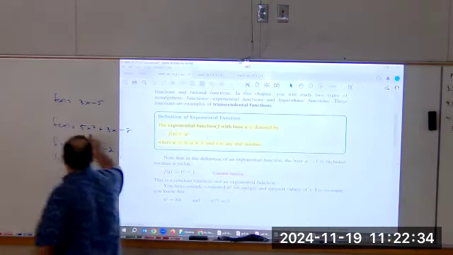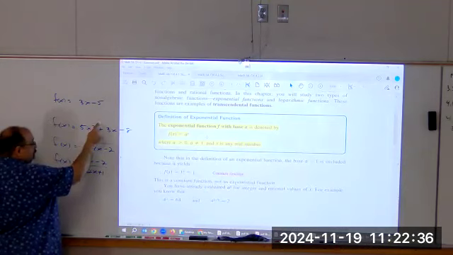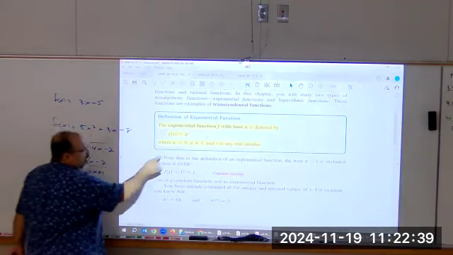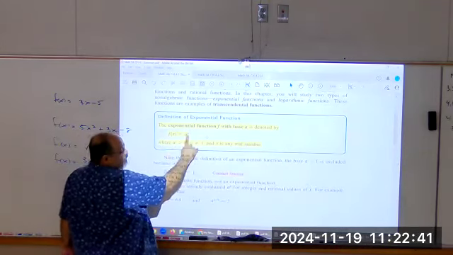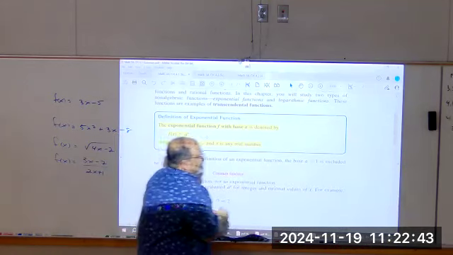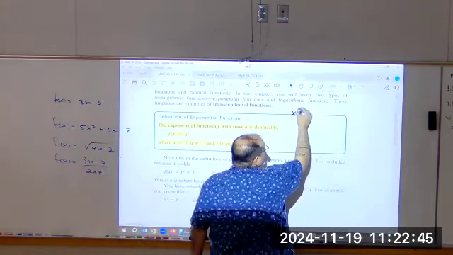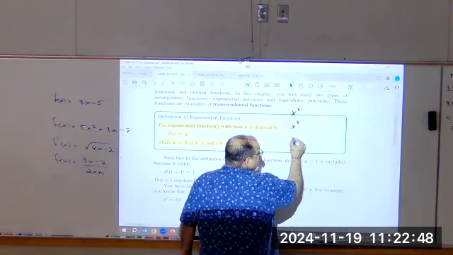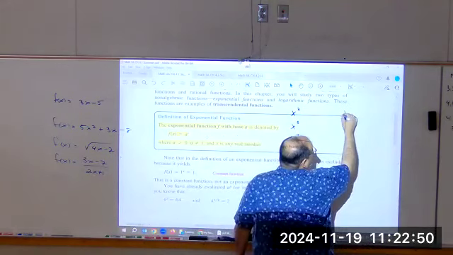So take a look at where we've been. It's x to the second. The base is the x. Exponential functions, the exponent is where x is. So here's where we've been. Here's where we're at.